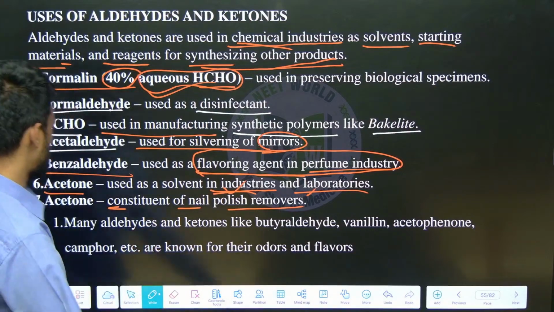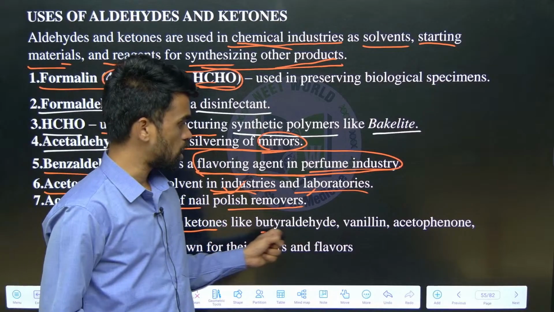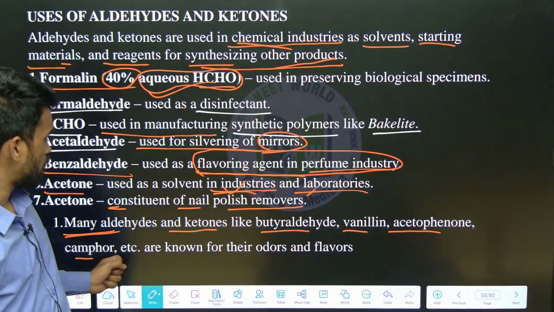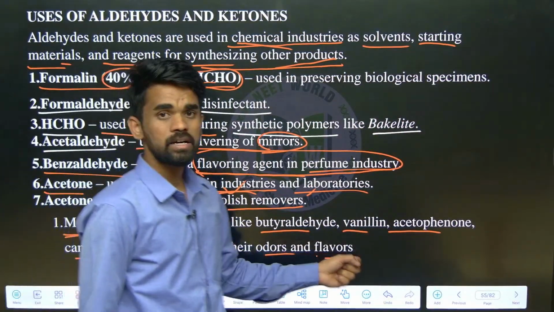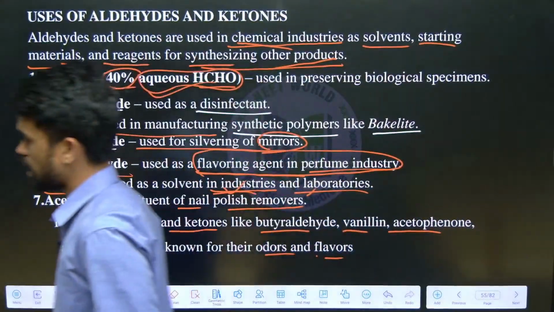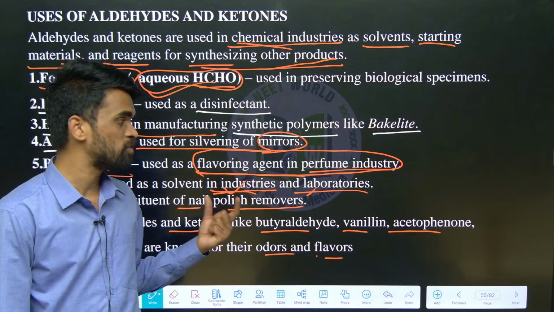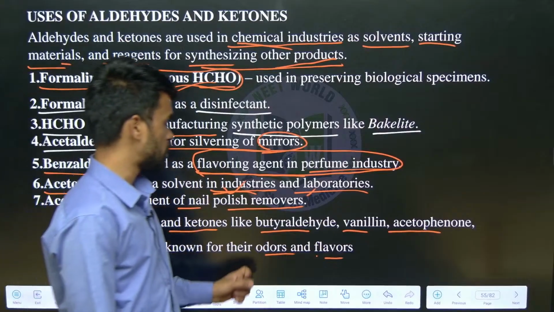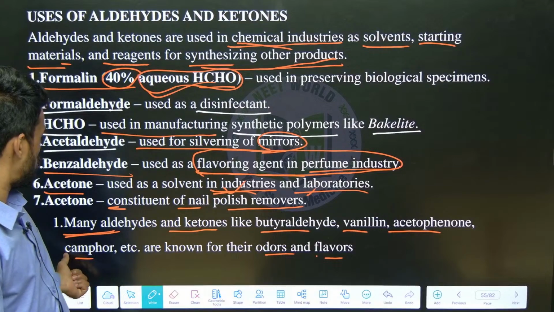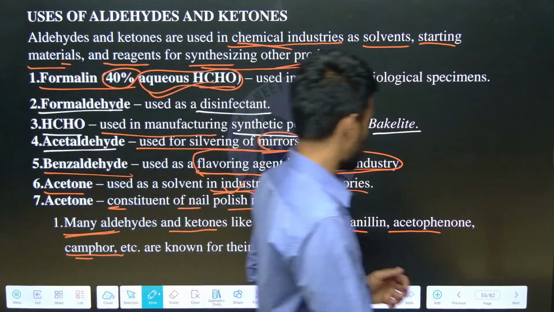Many aldehydes and ketones like butyraldehyde, vanillin, acetophenone and camphor are known for their odor and flavors. Vanillin is a very good application, like vanilla ice cream, and it contains an aldehydic functional group. These have good odor and flavors, and you are much familiar with camphor also, which has a kind of odor, right?